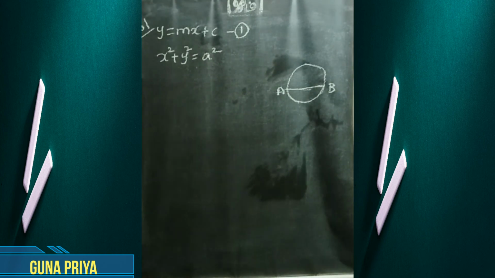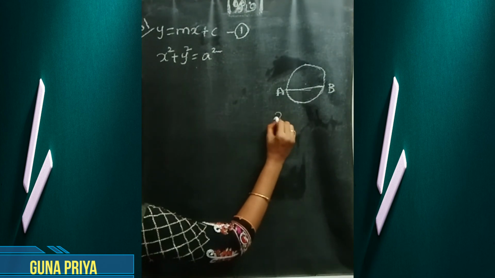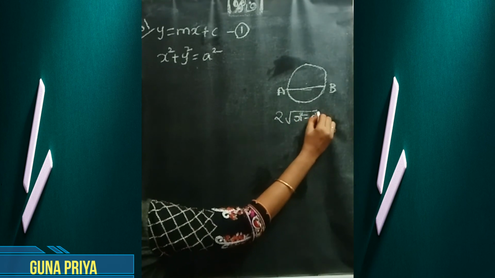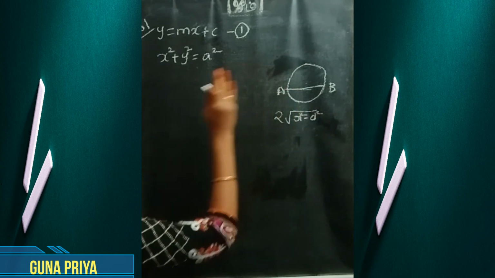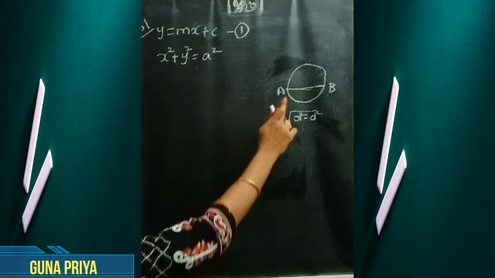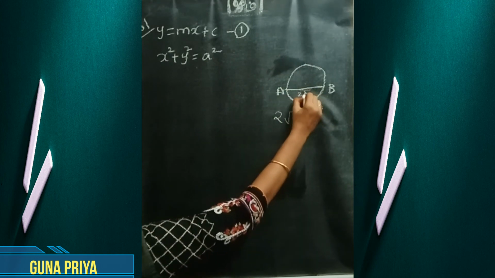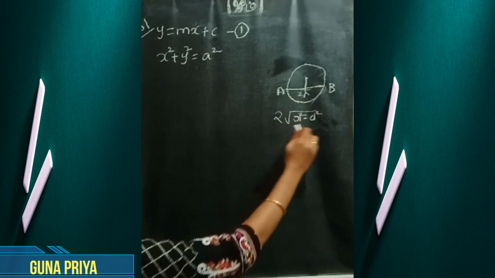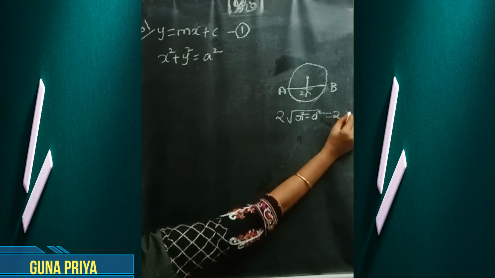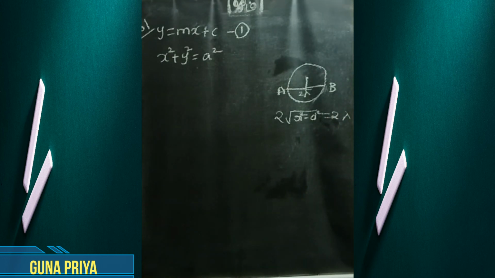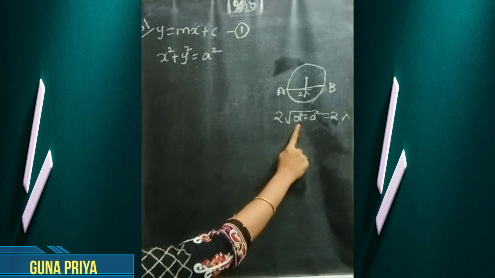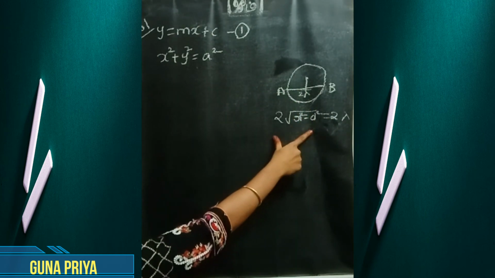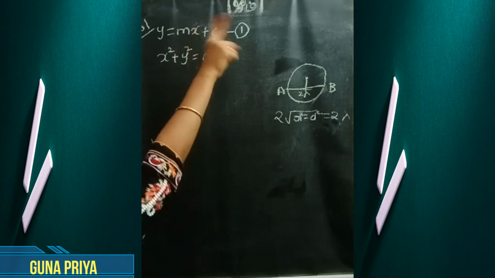Already we know the chord formula. What is the chord of a circle? 2 root of r squared minus d squared. Here they have given the chord AB equals 2 lambda. In the given question, they have given that chord equals 2 lambda. Okay. Now, first we have to find out r and d. Then we have to prove that equation.